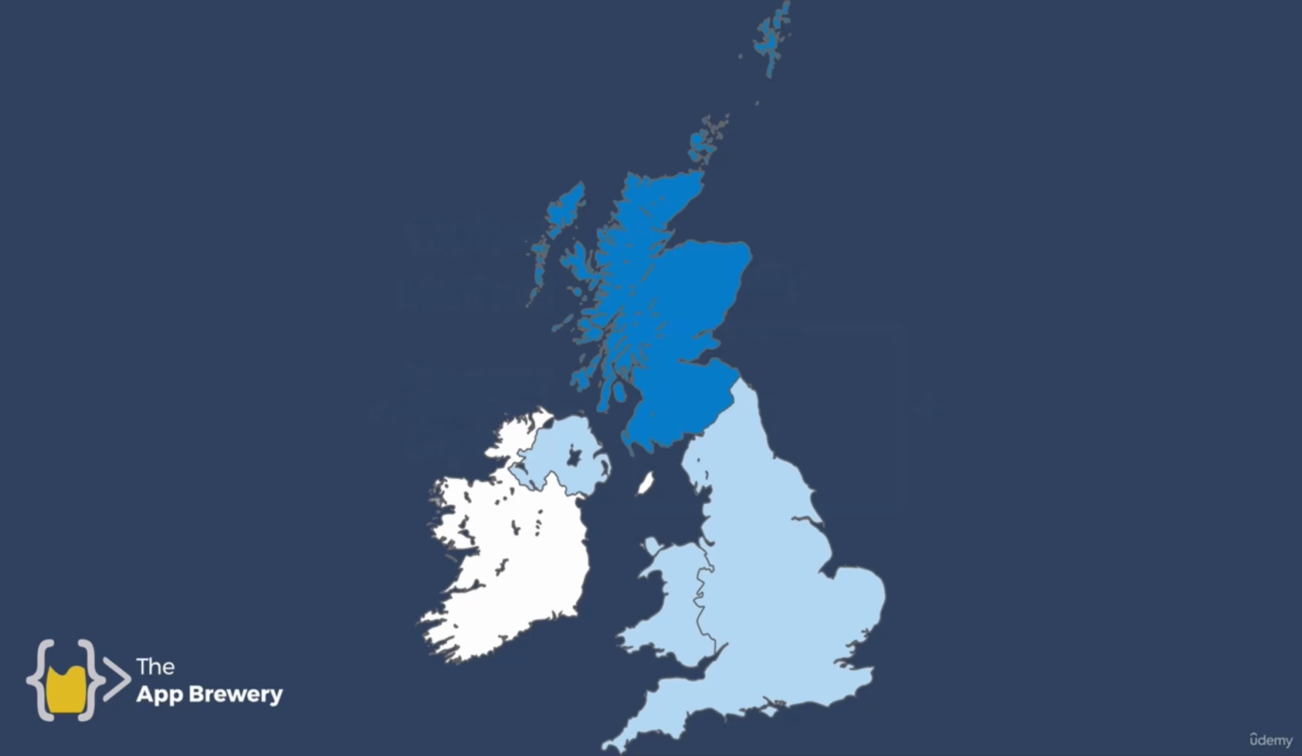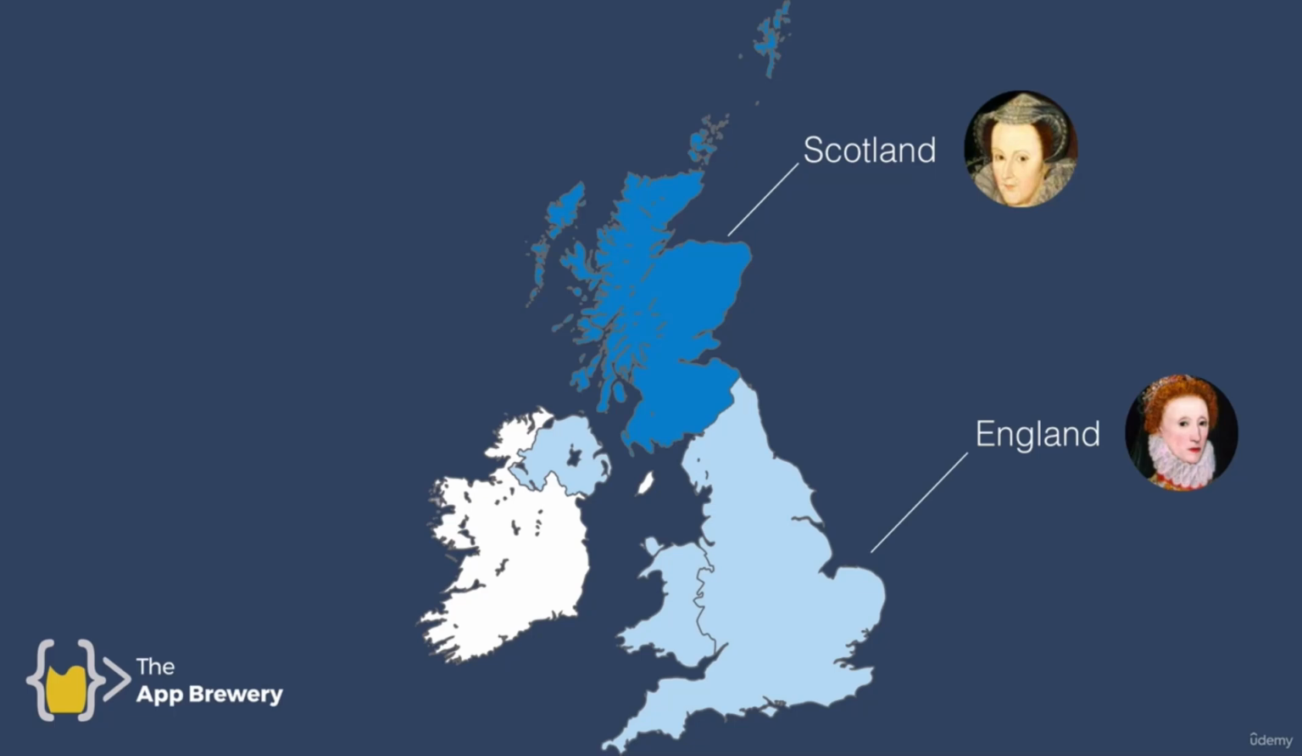So back in the 1500s, on this island that we now call the United Kingdom, there used to be two large areas. One was Scotland and the other was England. And they were ruled over by two queens. Scotland was ruled by Mary, Queen of Scots, who was a Catholic, and England was ruled over by Queen Elizabeth I.